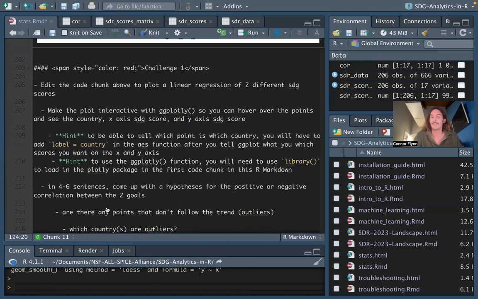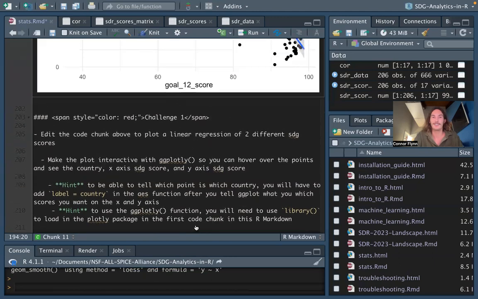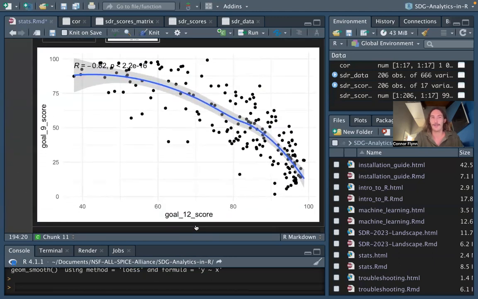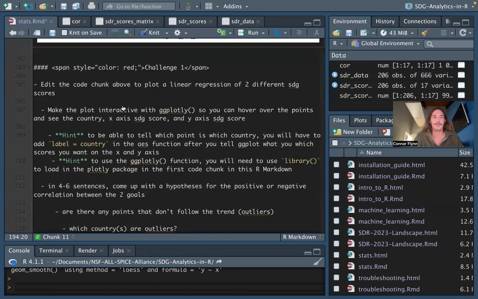And then in 4 to 6 sentences, we would like you to come up with a hypothesis for the positive or negative correlation between the two goals, and hover over the graph and see: are there any points that don't follow the trend? Are there any outliers? And which countries are those outliers? I'd like you to think about maybe why. What about that country makes it not follow the same trend as the rest of the world? So just replacing those SDG scores and doing some critical thinking with your interactive plot is today's challenge with the stat cor function.